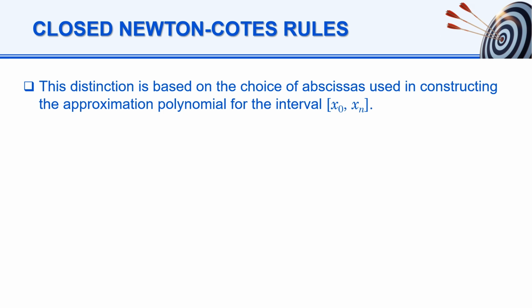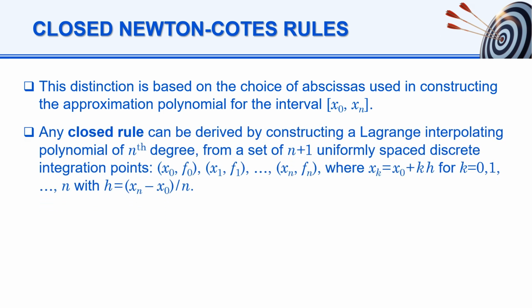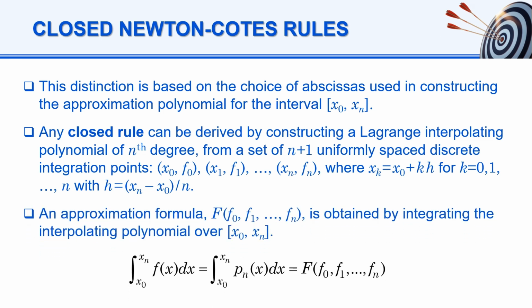to xn. Any closed rule can be derived by constructing a Lagrange interpolating polynomial of the nth degree from a set of n+1 uniformly spaced discrete integration points, where xk is x0 plus kh for k equals 1 through n, with h equals (xn minus x0) over n. An approximation formula, uppercase F as a function of f0 through fn, is obtained by integrating the interpolating polynomial over x0 to xn.